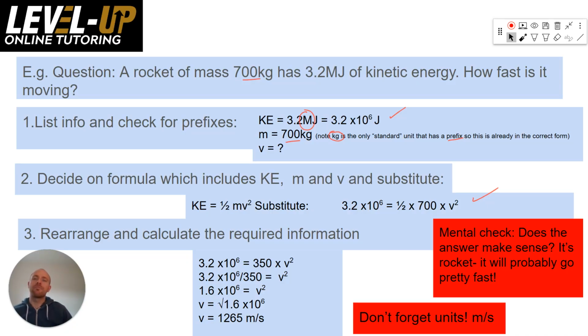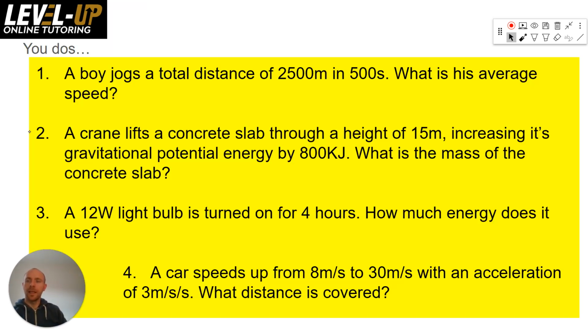What are we talking about? We're talking about a rocket. So you'd expect it to go pretty fast. We're talking over 1,000 meters every second, over a kilometer every second. But it's a rocket, so yeah, I think that makes pretty much sense.